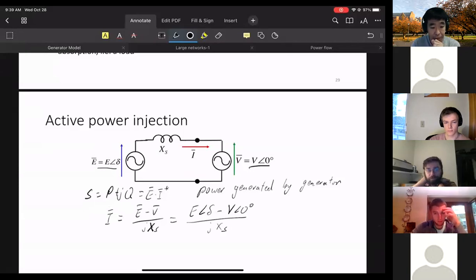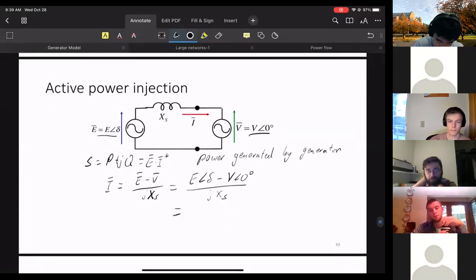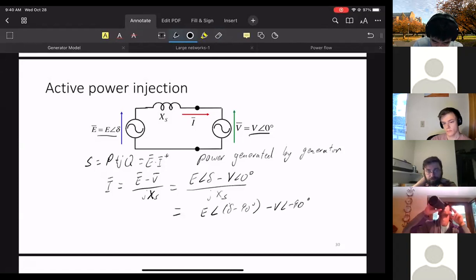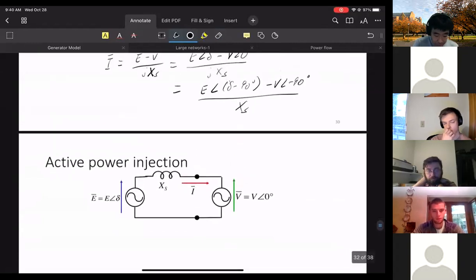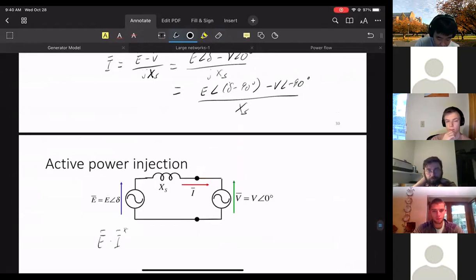We can reduce this a bit more. We can put the j on top, so for example this becomes E angle delta minus 90 degrees, minus V angle minus 90 degrees, over XS. That's just putting the j upstairs. Then we can multiply. What we can do now is take E multiplied by I star. After this multiplication, this is E angle delta times E angle minus delta plus 90 degrees minus V angle 90 degrees, over XS.